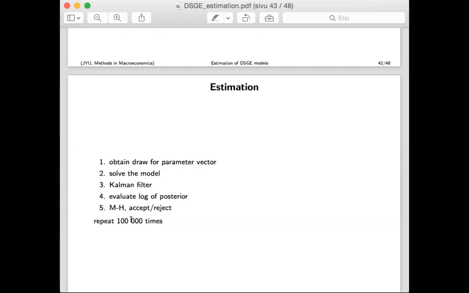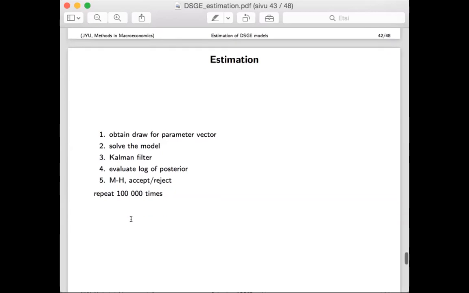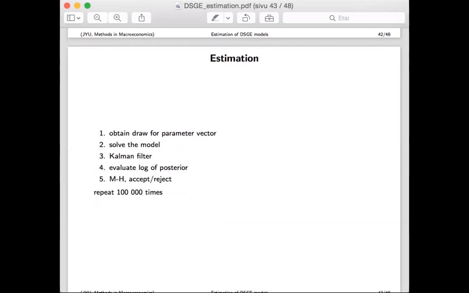Estimation of DSGE models requires a lot of draws and takes a lot of time, from hours to days. And we can see an example code for this too.